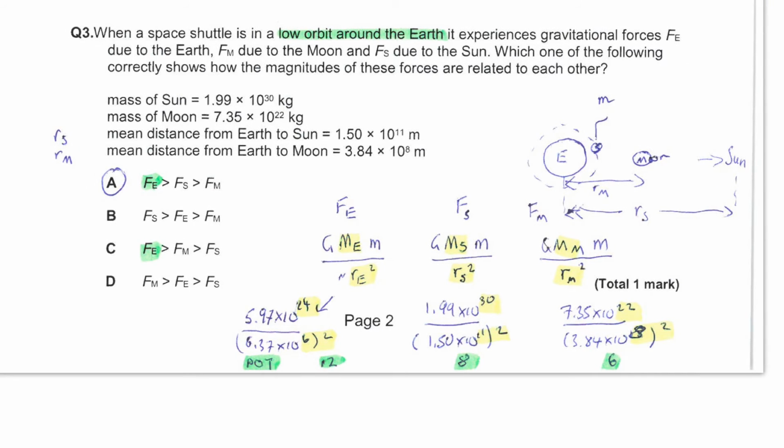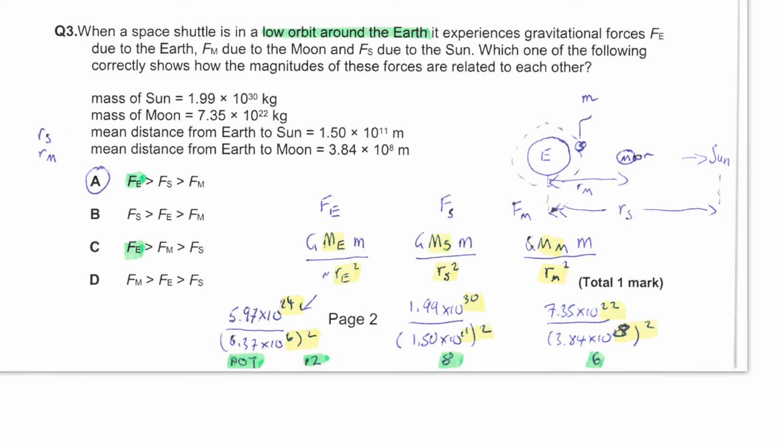Finally, probably the most challenging of these three questions. Again, summarising information given in a quick sketch. We have a space shuttle in low orbit, and it is affected by the Earth, the Moon, and the Sun, and you are required to correctly put the order of each of these gravitational forces.